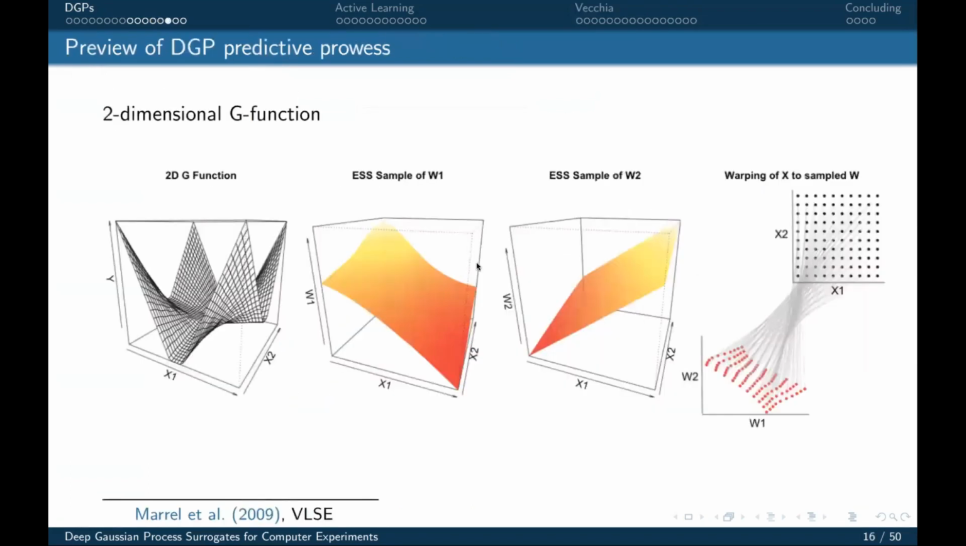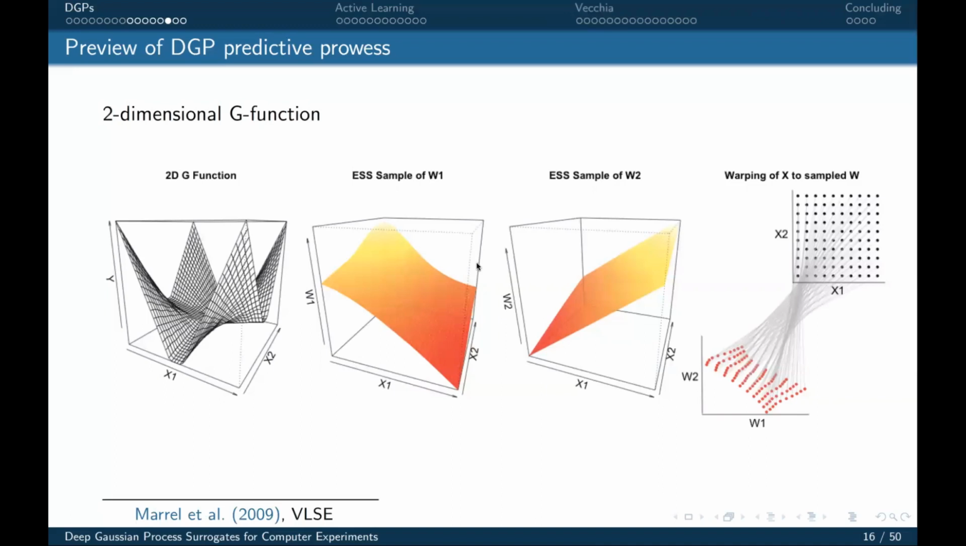Here's another view on a different test problem. This is a 2-dimensional test problem called the G function. It's kind of wacky. It's a function of 2 inputs. It's flat in the middle and rises up steeply at the edges. This is one sample of a 2-dimensional W. So here's the first coordinate of W and the second coordinate of W, both as a function of the 2 input coordinates X.